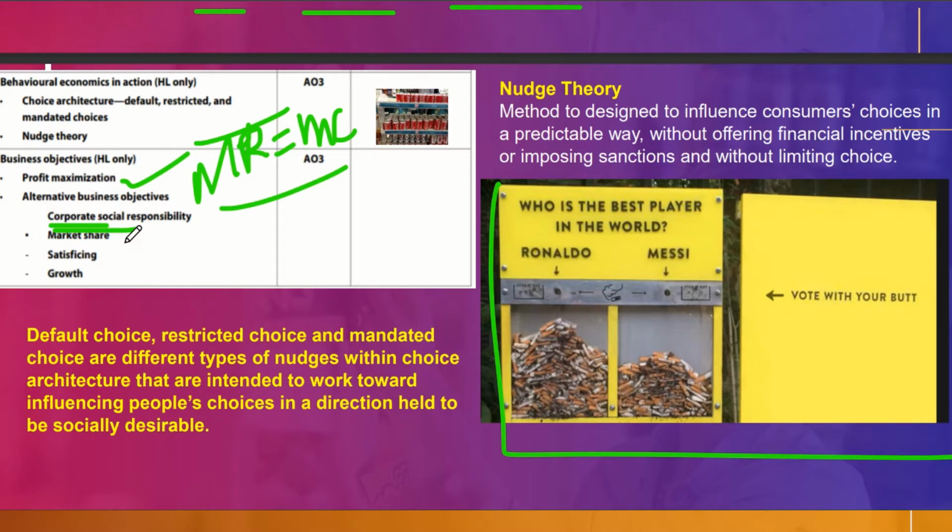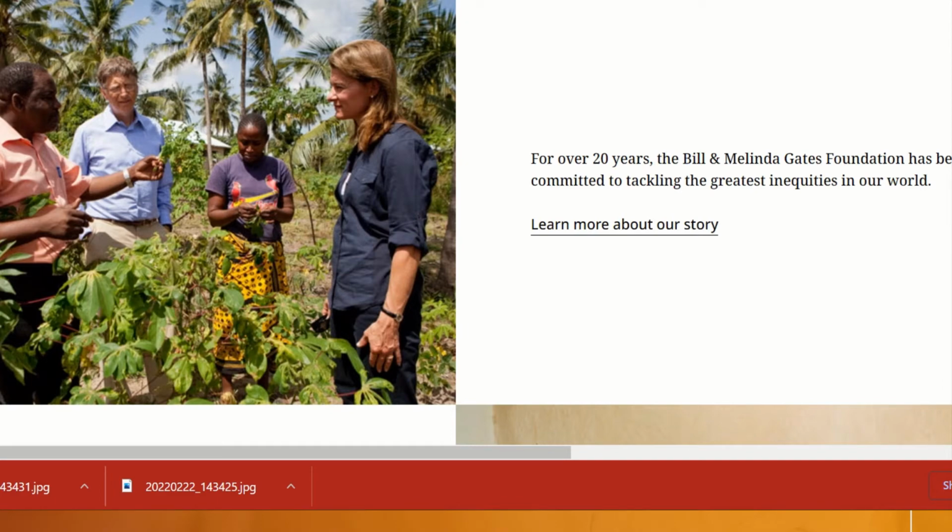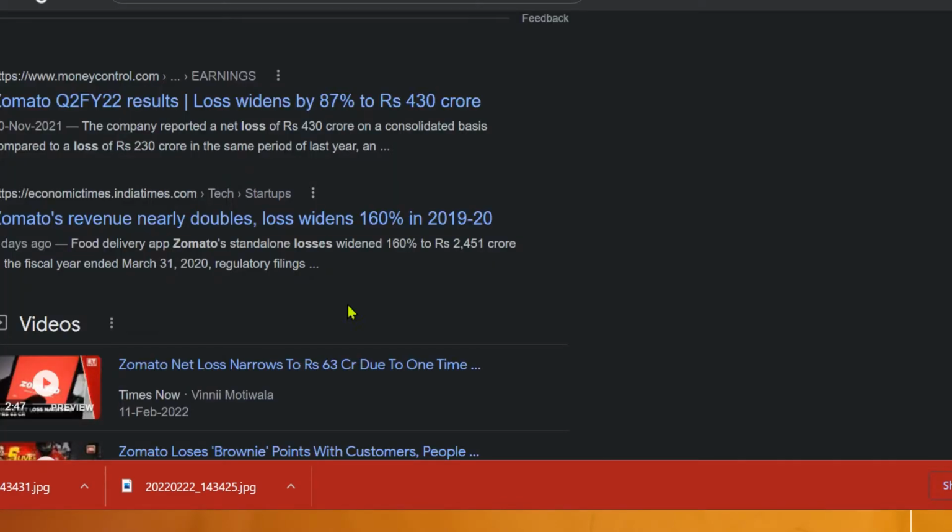And some companies are working to increase market share. See another example, look here, Zomato. Even though the company is making a 430 crore loss, they are still expanding the business. The intention is that they want to increase market share. Zomato is a food delivery company, you know that.